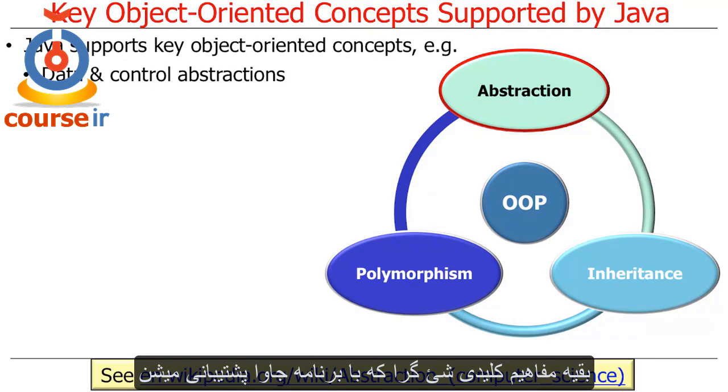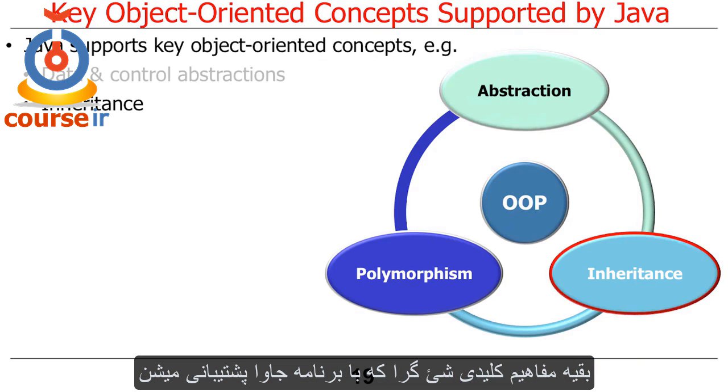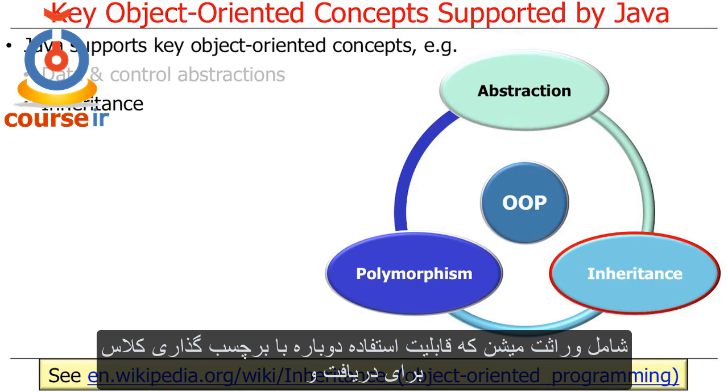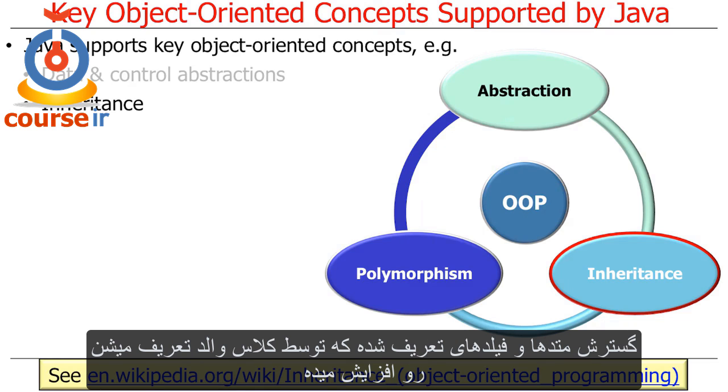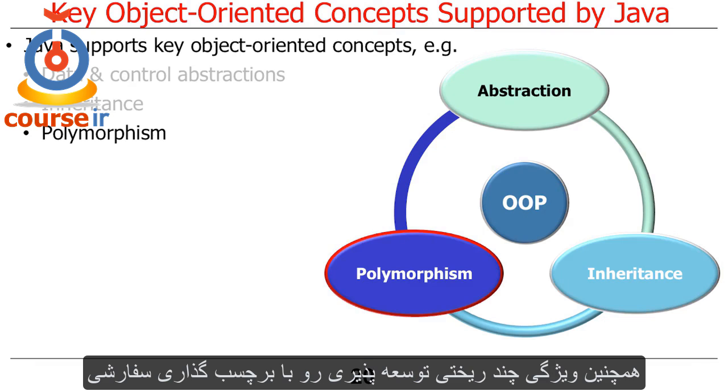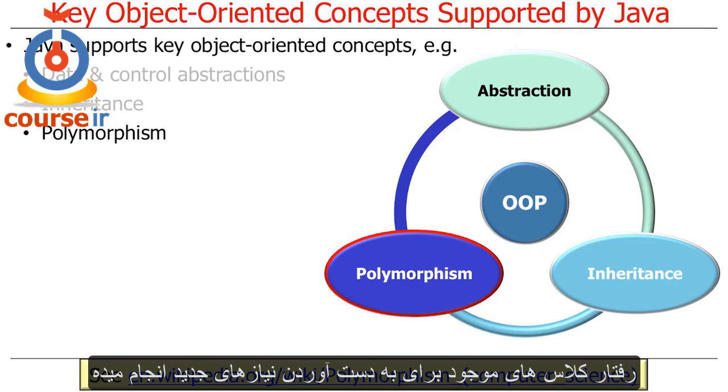Other key object-oriented concepts supported by Java include inheritance, which enhances reusability by enabling a class to receive and extend methods and fields defined by its parent class, and polymorphism, which enhances extensibility by enabling transparent customization of existing class behavior to meet new requirements.